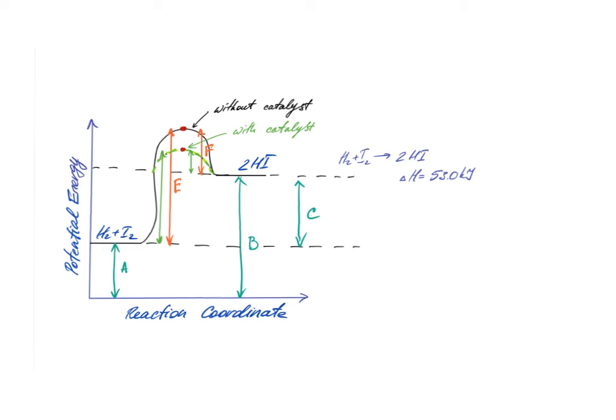But please notice and pay attention to the fact that application of catalyst does not affect potential energy of reactants or products. Nothing really changed over here. It is still the same level of potential energy of reactants and products, and application of catalyst does nothing to the heat of the reaction. It used to be 53 kilojoules, it's still 53 kilojoules.